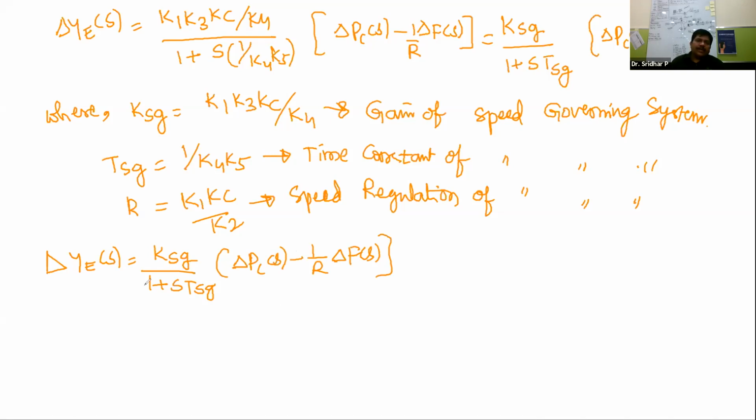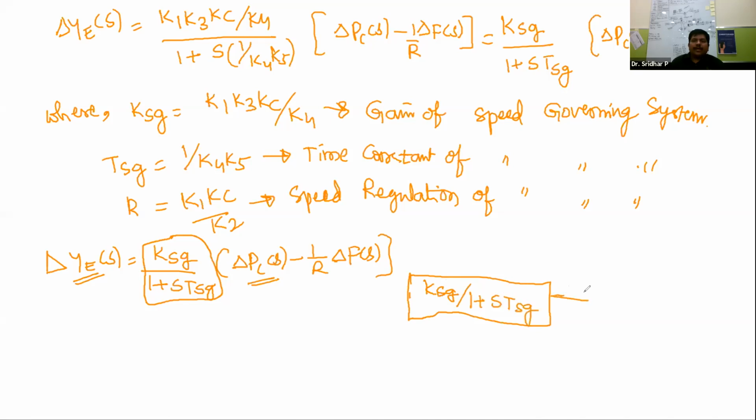So in this one, what is the input now? This is the input. What is the output? This is the output. Whatever the input and output are, the relation is multiplied by some factor, so definitely this is nothing but the transfer function. So inside this I am writing KSG by 1 plus S TSG. The output is no doubt delta YE of S. The input is delta PC of S.